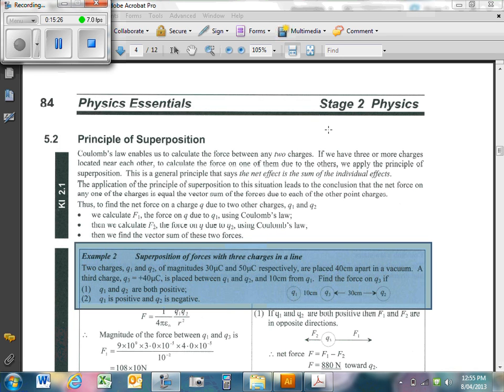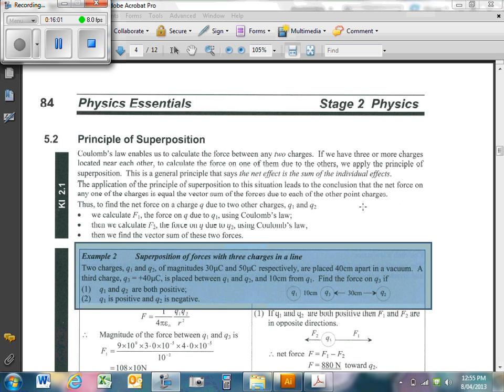Coulomb's law enables us to calculate the force between any two charges. If we have three or more charges located near each other, to calculate the force on one of them due to the others, we apply the principle of superposition. This is a general principle that says the net effect is the sum of the individual effects. The application of the principle of superposition to this situation leads to the conclusion that the net force on any one of the charges is equal to the vector sum of the forces due to each of the other point charges.